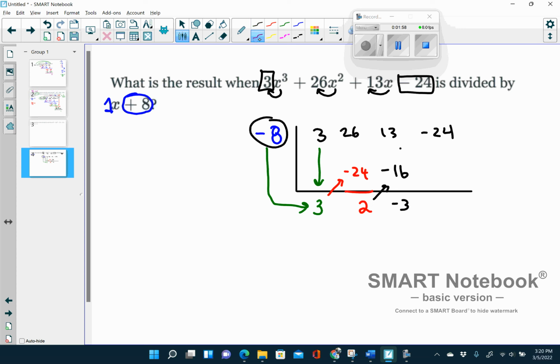The next thing you're going to do is you're going to multiply the -8 times -3, which is +24, right? That answer goes here. And then you're going to add these. -24 plus 24 is 0. So 0 is your remainder. Done.